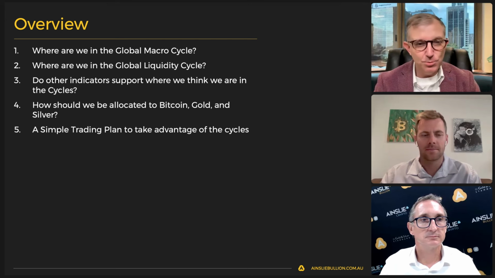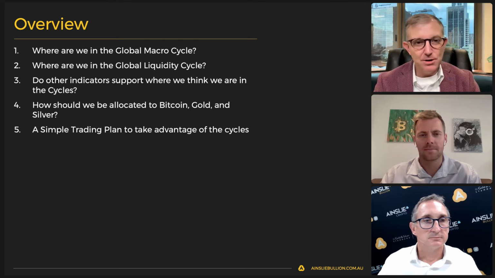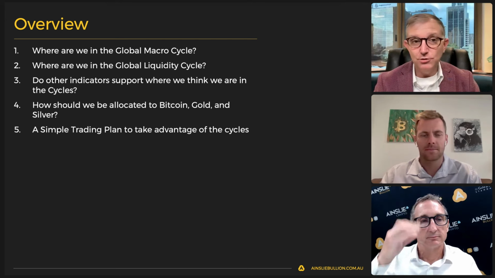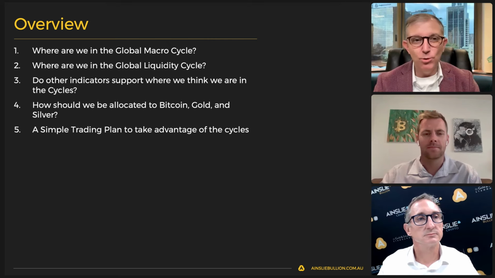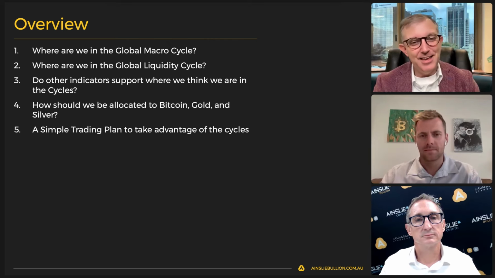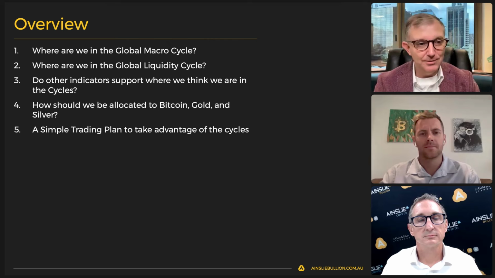Okay, we've got our agenda as per usual here, following the big picture macro stuff, looking at the liquidity cycle as the driver of that macro cycle, having a bit of a look to see if everything supports where we think we are in these cycles, and then ultimately going down the track of where we should be allocated or how we should be allocated in Bitcoin, gold, and silver.